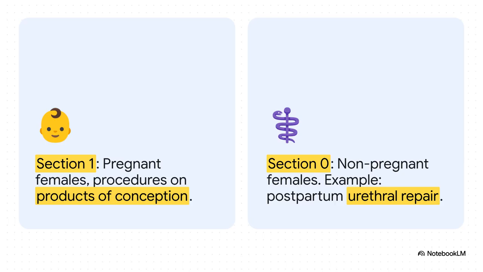Why is that? Well, because a urethral repair is performed on the mother's specific anatomical body part, the urethra. Section 1, on the other hand, is almost entirely focused on procedures performed on the products of conception, which we're going to define a lot more clearly in just a moment.